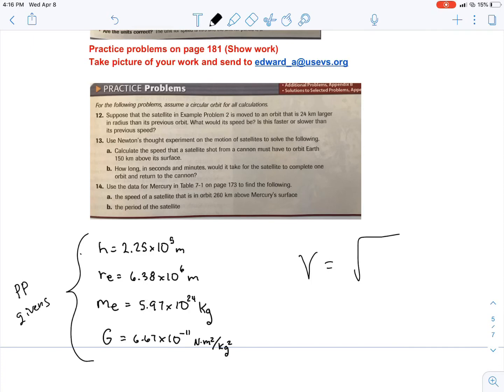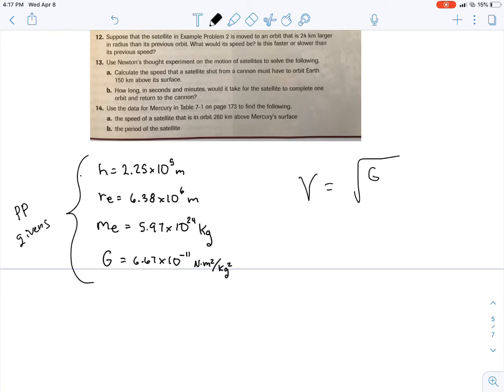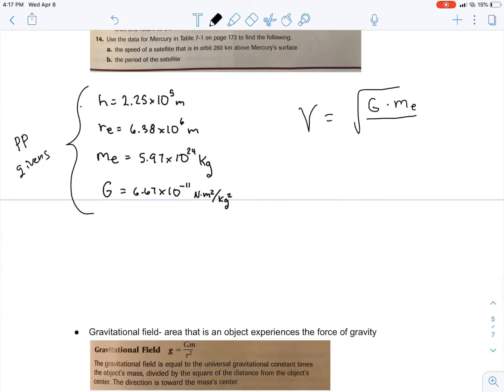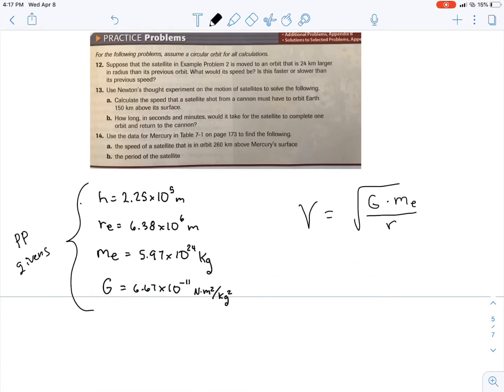So v equals the square root of G times the mass of the Earth divided by that radius in between, right? Okay, so what I did is I wrote down the previous practice problems given. So let's look at that and see if we can adjust these. The radius of the Earth is still the same, right? The mass of the Earth is still the same. G is still the same. The only difference is our height above the Earth, right?